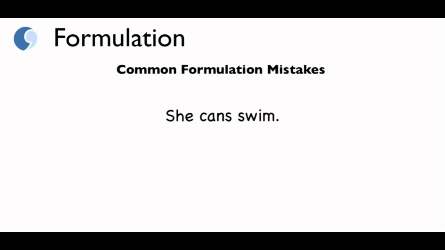The second common mistake is conjugating for he, she, it, adding s. Remember, the modals are the same for all pronouns. It is right to say "I can swim, she can swim," not "she cans swim." Or not "it mights rain," you should say "it might rain."